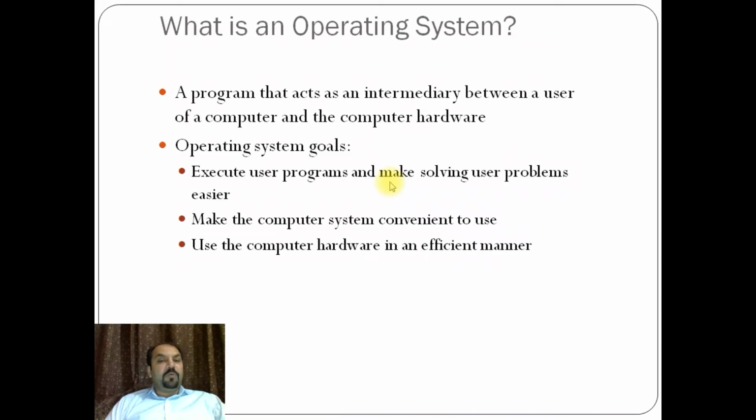What are the goals of an operating system? An operating system has many goals, and the main goal is to execute user programs, to execute user jobs, and not only execute but execute in a convenient manner, so users can easily execute their computing programs and solve their computing problems. Another goal is making the computer system convenient to use for the user. And another goal is to use the computer hardware in an efficient and effective manner, because resource utilization is also an important aspect of a computer system.